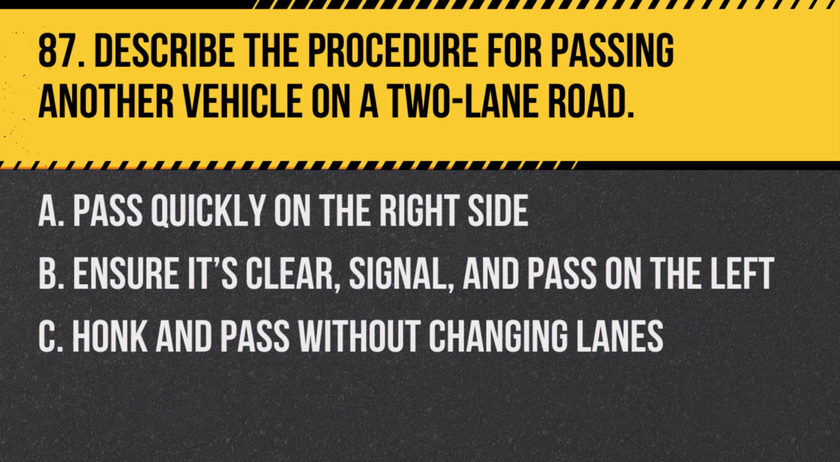Question 87. Describe the procedure for passing another vehicle on a two-lane road. A. Pass quickly on the right side. B. Ensure it's clear, signal, and pass on the left. C. Honk and pass without changing lanes. Answer. B. Ensure it's clear, signal, and pass on the left. The correct procedure is to ensure it's safe, signal your intent, and then pass the vehicle on the left side.